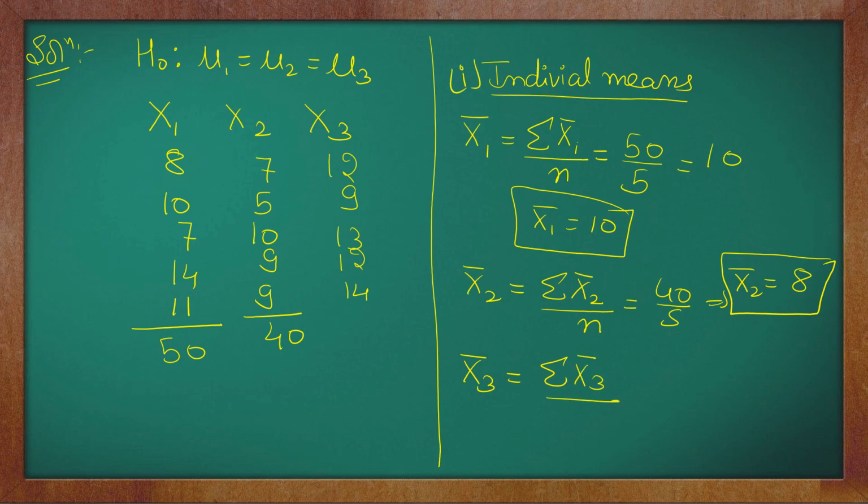x3 bar is the total divided by the number of observations, and the x3 total is 60. So it's 60 by 5, which is 12. So we got x1 bar, x2 bar, and x3 bar. We got the individual means. This is the first step.